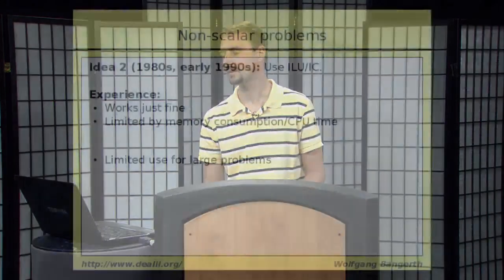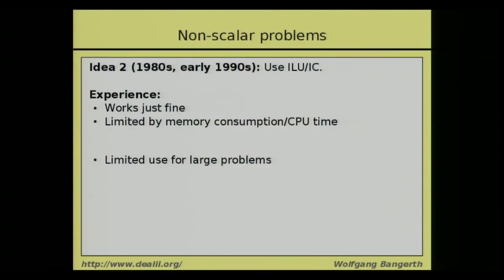So the second idea that you could have is to just apply an ILU or an incomplete Cholesky decomposition to this whole matrix. And the experience with this is that it actually just works fine. That certainly works better than something like Vanka or any other generalization that you could have from these stationary defect correction iterations.